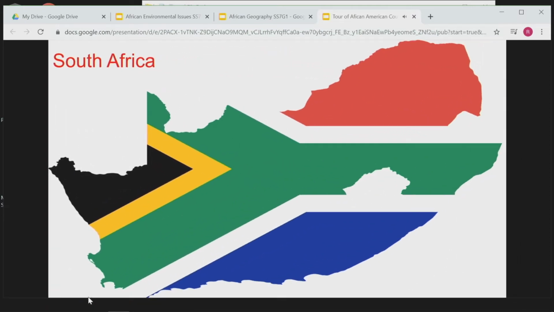Our final stop on our tour of African countries is the country of South Africa. South Africa is the southernmost country in Africa and is also home to the Kalahari Desert.